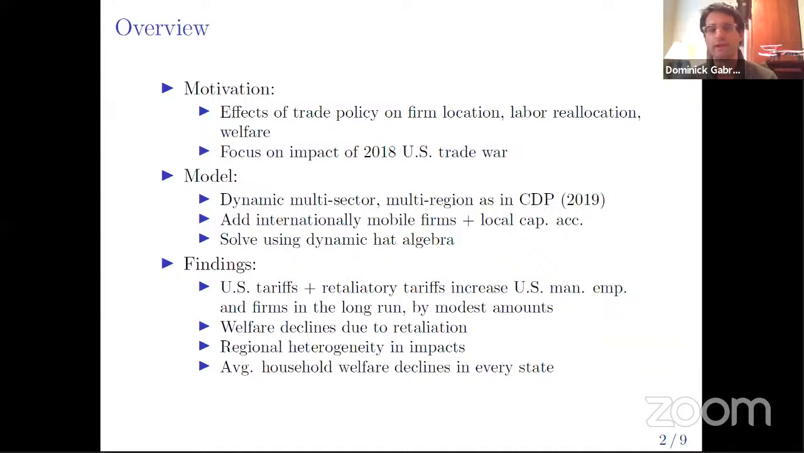So what are the findings? The combination of U.S. tariffs and retaliatory tariffs are going to result in an increase in U.S. manufacturing employment in the long run and in U.S. manufacturing firms, but by relatively modest amounts. Welfare is going to decline, again, modestly, primarily due to retaliation. And as Fernando briefly mentioned, there's a lot of regional heterogeneity in the impacts. So that's sort of the core findings.